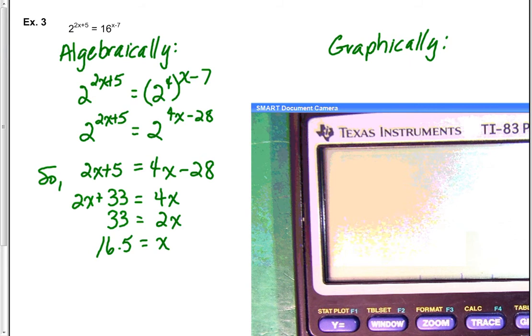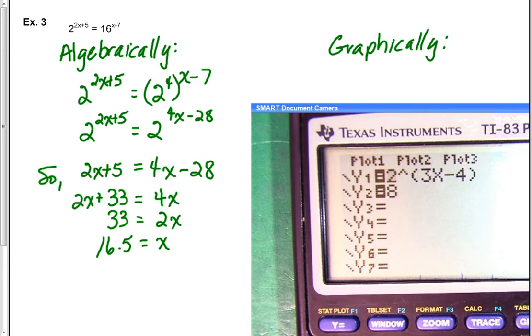I'm going to type in the two equations. Apparently I'm going to clear first. All right, the two equations. Y equals 2 to the 2x plus 5. So I'm going to put my left side in, being careful to put my exponent in brackets. And the other one is 16 to the power of bracket x subtract 7.